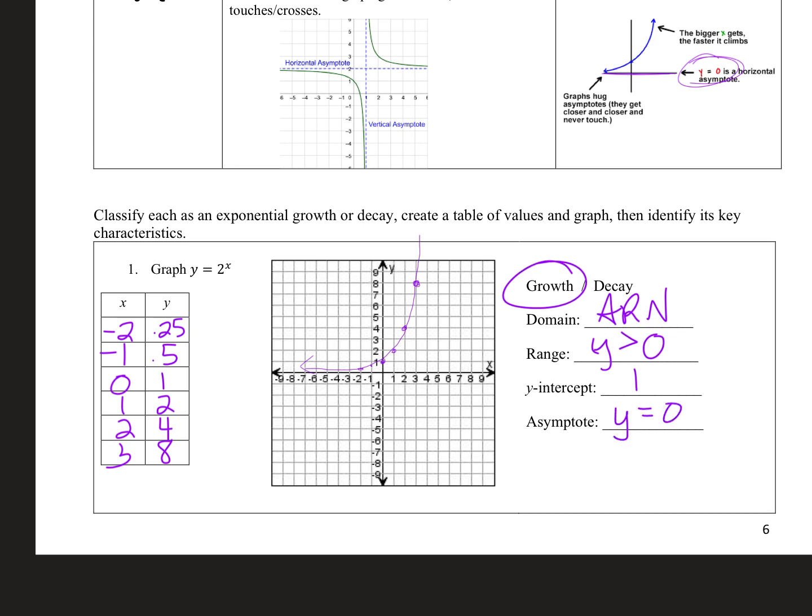I want you to notice something. Your range and your asymptote will always match. They will be the same number, okay?